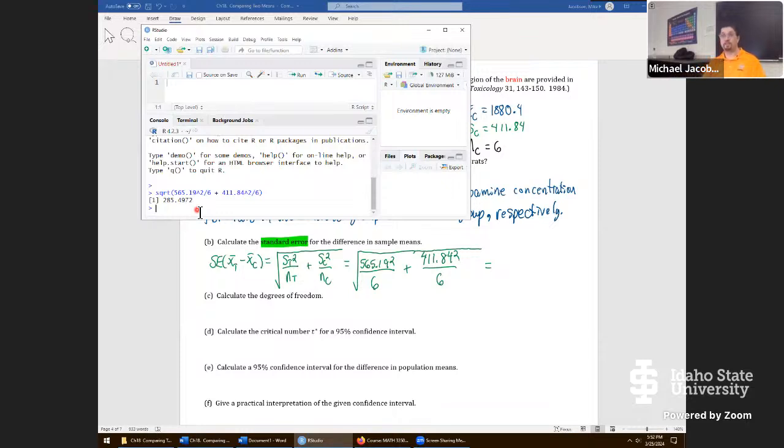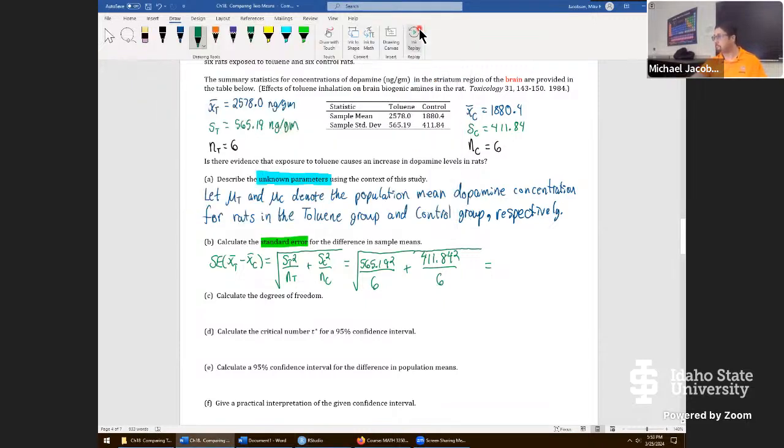I'll keep all the 4 decimal places of accuracy, but does that look all right to folks so far? Awesome, so let's grab that, 285.4972. So now we have the standard error.